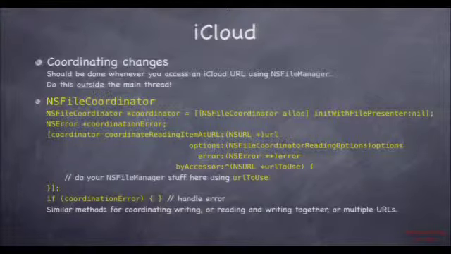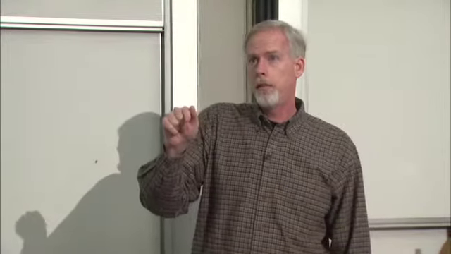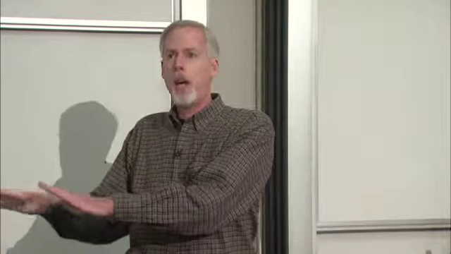So there's about 5 or 6 different coordinate reading and coordinate writing methods. You can even coordinate multiple reads and writes at the same time, like coordinate reading item at URL and writing at URL. You can go look at the file coordinator stuff. You do need to do this if you're going to access any file in the cloud, unless you're accessing it through the UIDocument API, which will do the coordination. And we'll do this in the demo too.